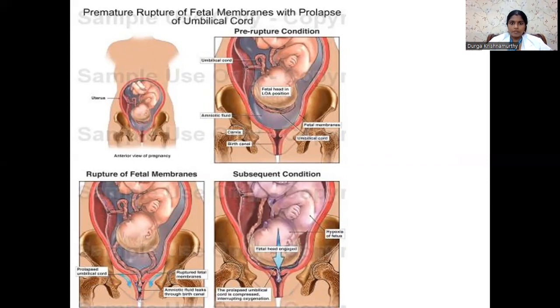Premature rupture of fetal membranes with prolapse of umbilical cord. This is another important complication you see during labor. Suppose there is a rupture of membranes. What happens in this case, as you see here, is the umbilical cord is lying very close to the cervix, whereas the head is very high up. And this leads to the escape of the cord via the cervix. So this leads to a condition called cord prolapse.